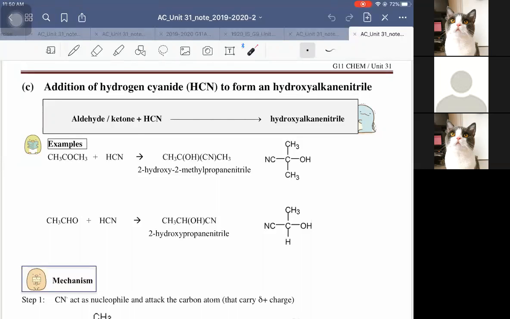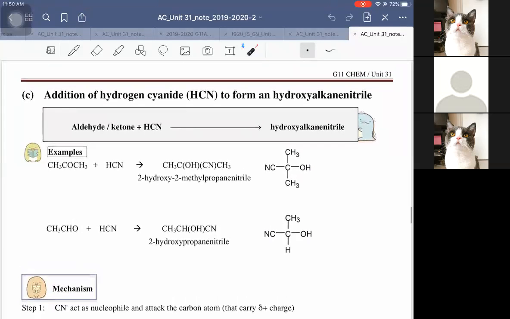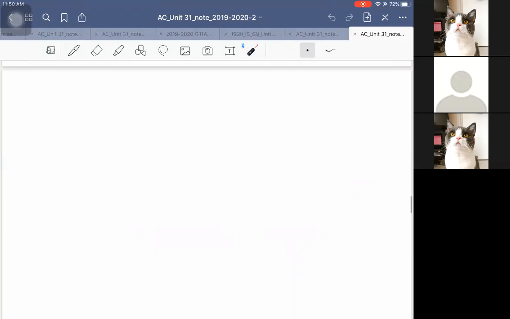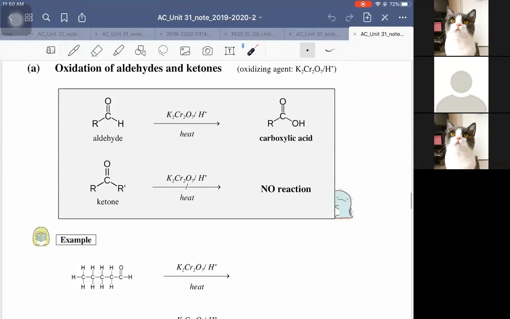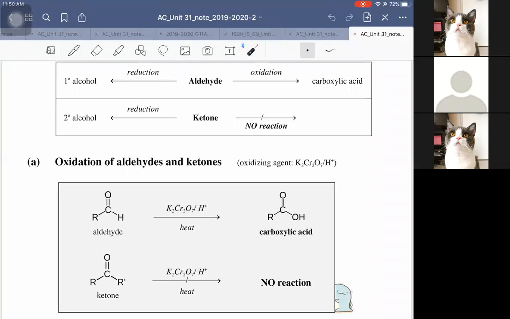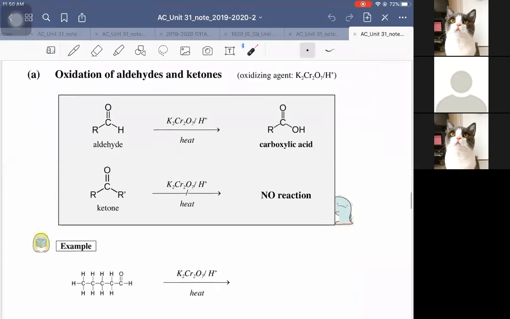Okay, so last lesson we talked about two kinds of reactions with aldehyde and ketones. So the first, a quick revision: the first one we already talked about is the oxidation of aldehyde. If we put potassium dichromate in acidic condition, we can further oxidize aldehyde to carboxylic acid. But ketone would have no reaction with acidified potassium dichromate. Okay, so that's a quick revision from the previous part.